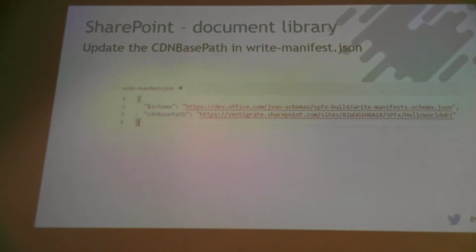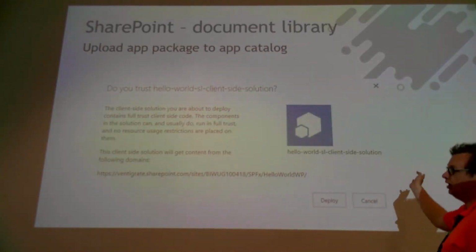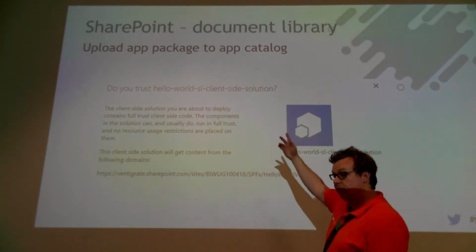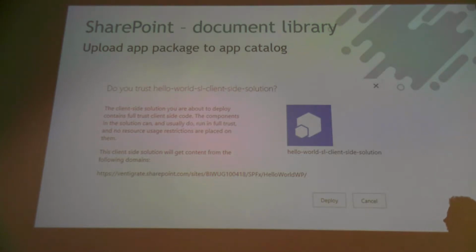So the only thing you have to do is update the CDN base path inside the right manifest, and again, bundling, packaging, and then if you upload your app package to the app catalog, you can see immediately where you need to upload those files to. So if you then click deploy.